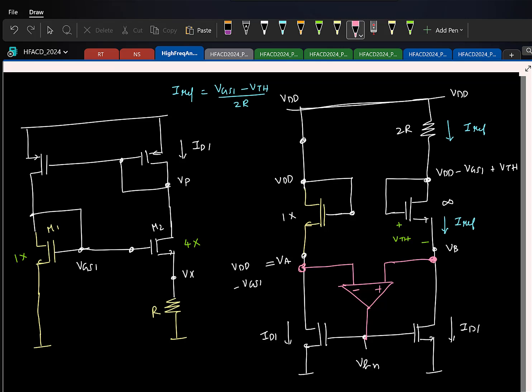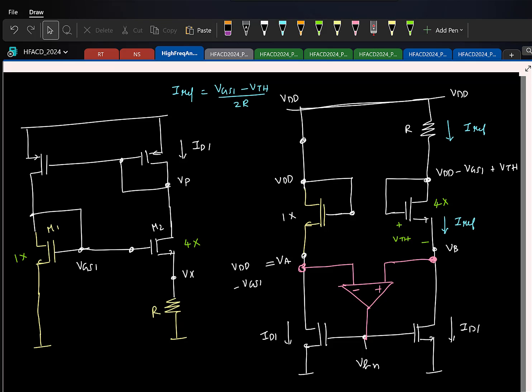Okay, maybe actually there is one other thing. Let's see if we can make that circuit. Yeah, so this is one way in which you can avoid body effect. Again, now instead of infinity, I'll use a 4xy transistor and use R. Same thing as before.